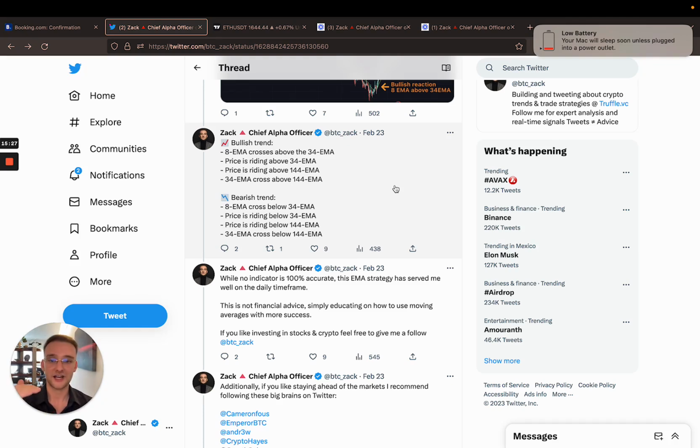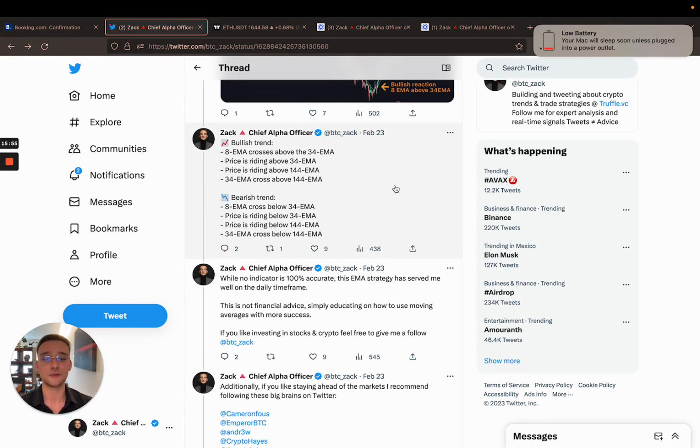On the bearish side, short side, 8 EMA crossing below the 34 EMA, shorted. Price is riding below 34 EMA, shorted. Price is riding below the 144 EMA is also a bearish trend. 34 EMA crossing below the 144 EMA is a confirmation of a long-term bearish price trend, a downtrend in the price action. Price is more likely to make lower lows from now on.